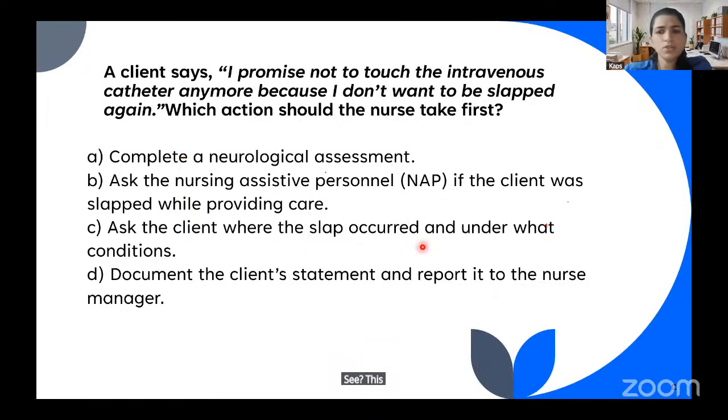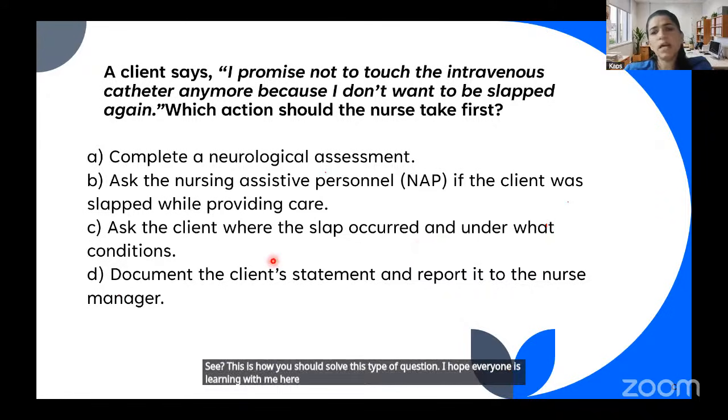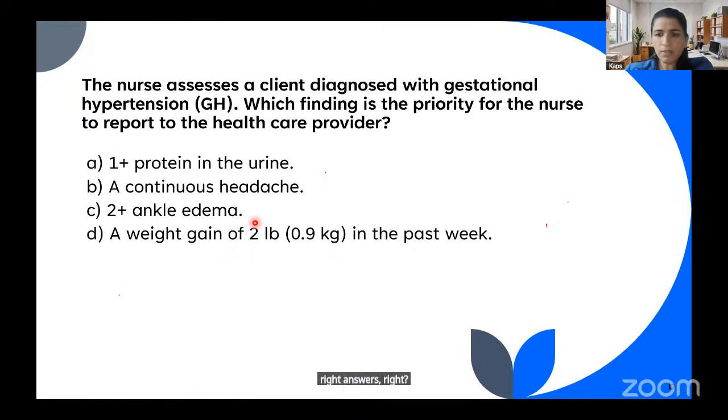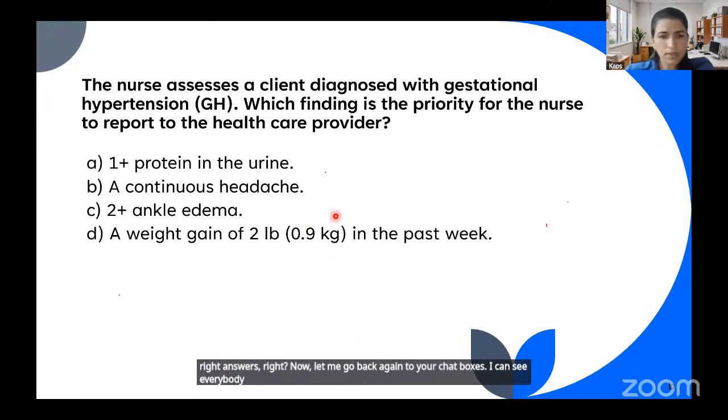See, this is how you should solve this type of question. I hope everyone is learning with me here, because my job is not to give you just the right answer on the screen. I'm going to make you think critically along with me today about how to pick the right answers. Now, let me go back again to your chat boxes. I can see everybody picked the answer C, C, C.